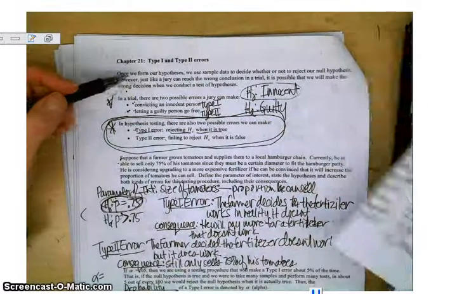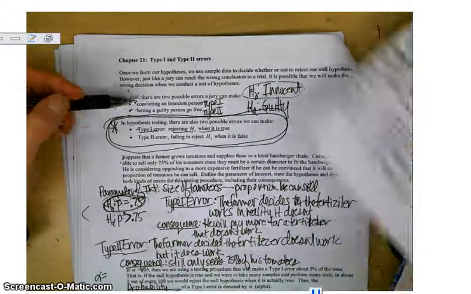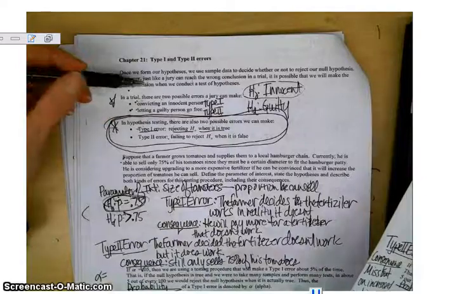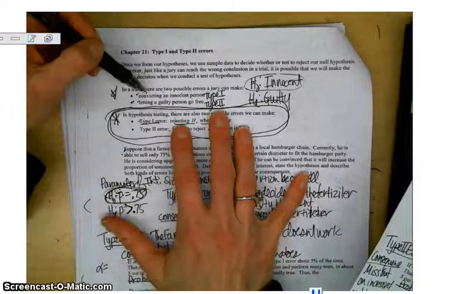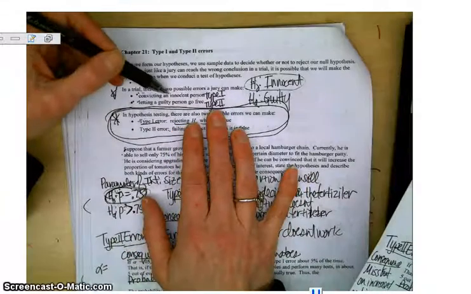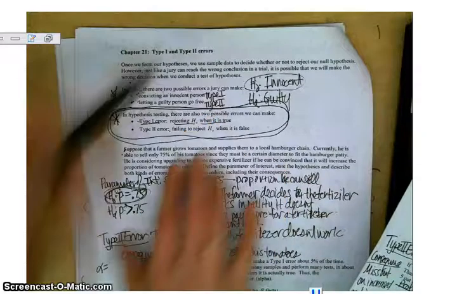So I want to go back up and look at this innocent guilty thing. So in a trial, there's 2 errors. Okay, so what do you think is worse in the trial situation, convicting an innocent person or letting a guilty person go free?